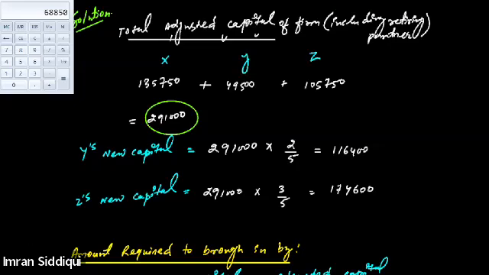Because Y and Z not only have to maintain their closing capital, they will also have to pay X 135,750. So that means Y and Z will have to bring in the necessary amount of cash to compensate X as well. Therefore, we have added 135,750 that we need to pay to X. And after adding that, we have calculated the total adjusted capital of the firm. And then accordingly, we found out the total capital balance that Y and Z will have to maintain.